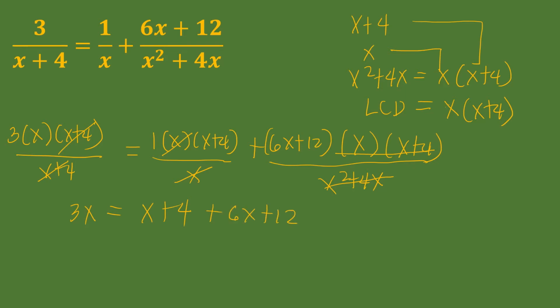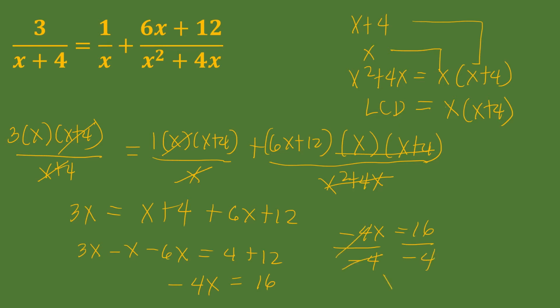Then combine similar terms. So that will be 3x minus 6x is equal to 4 plus 12. So that will be 3x minus x is 2x. 2x minus 6x is negative 4x equals 16. Then negative 4x equals 16. We divide both sides of the equation by negative 4. So we cancel this one. So x now equals negative 4. That will be now the value of our x.